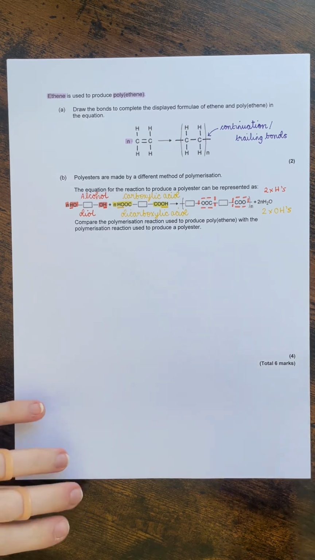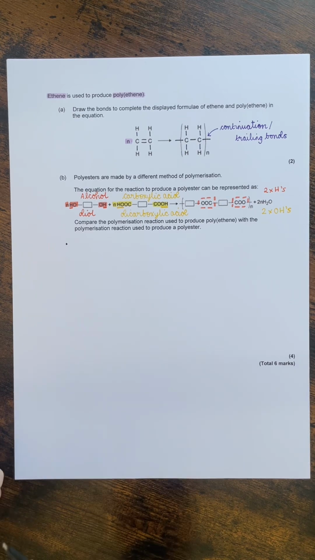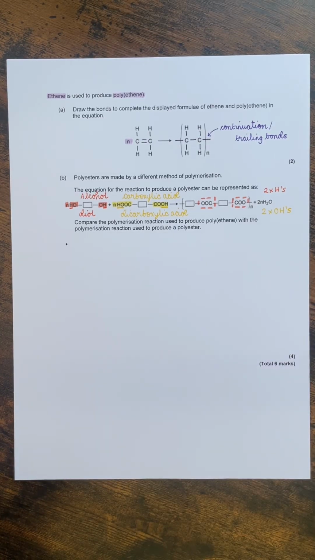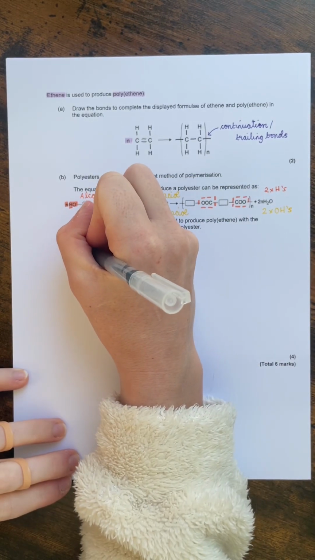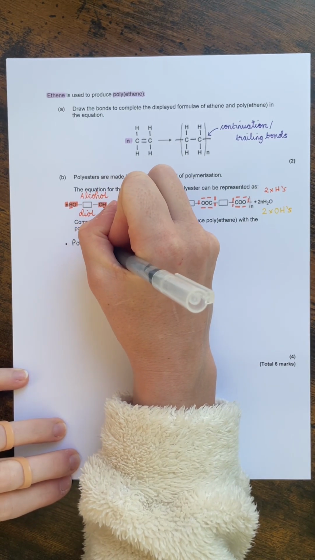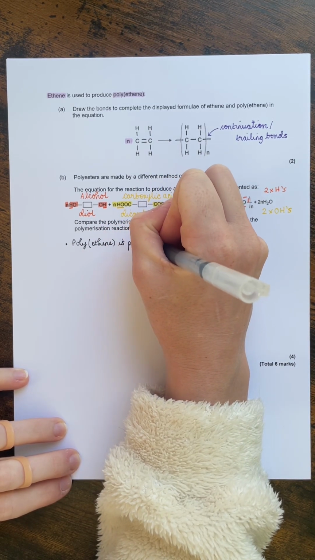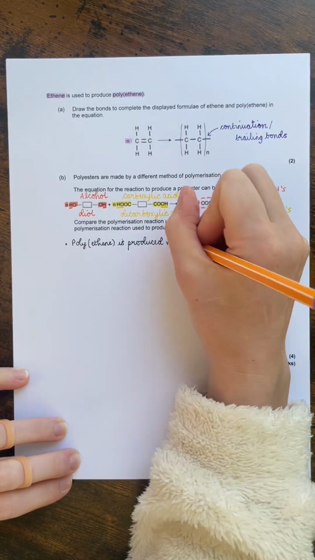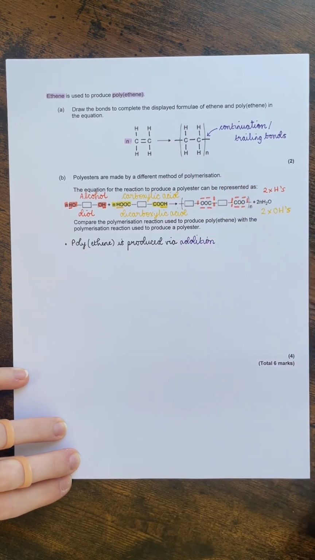Now I'm going to answer this in bullet points. And what I'll do is when I refer to the addition polymerization, I'll use purple. And when I'm referring to the condensation polymerization, I'll use orange, just because I think it's a bit clearer than the yellow. Okay, so polyethene is produced via addition polymerization.